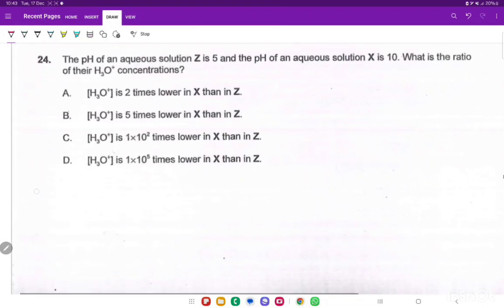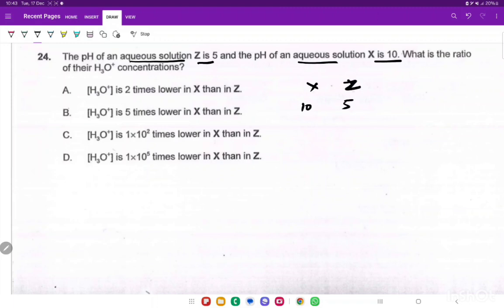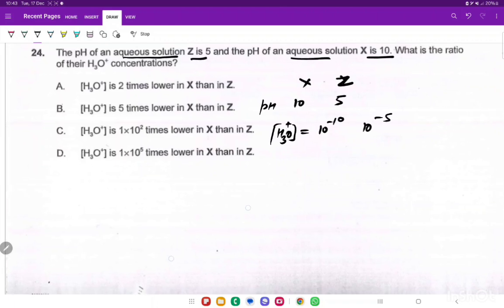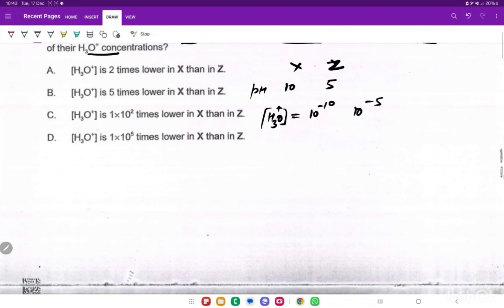Question 24 says the pH of an aqueous solution Z is 5 and the pH of another solution X is 10. X pH is 10, Z pH is 5. pH 10 means H3O plus ion concentration equals 10 to the power minus 10. And in this case, H3O plus ion concentration is 10 to the power minus 5. What is the ratio of the H3O plus ion concentration of the two solutions? I want the ratio.